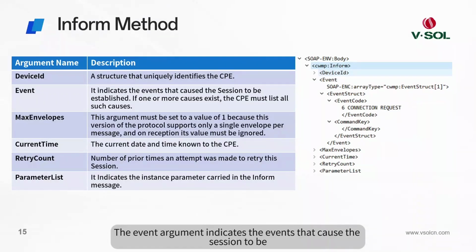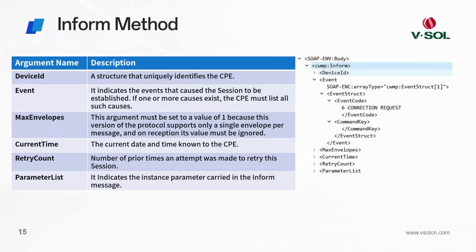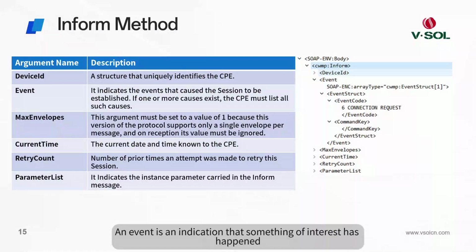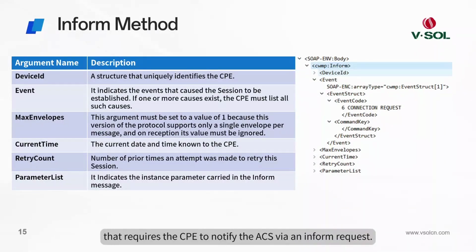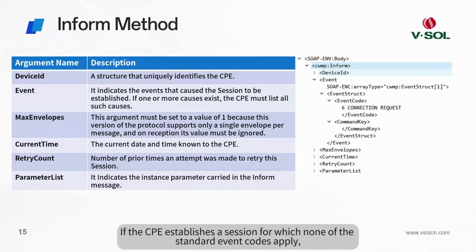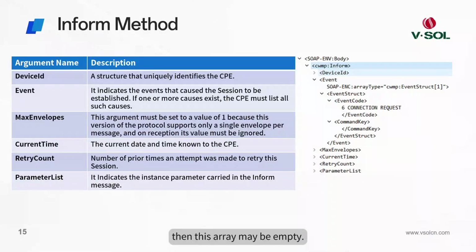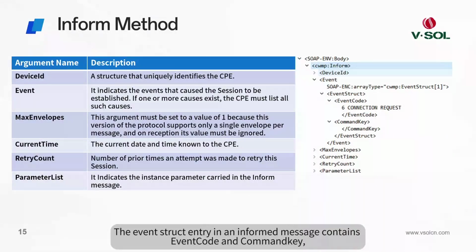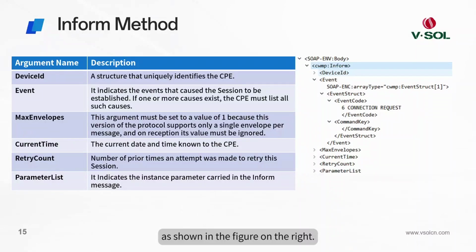The event argument indicates the events that caused the session to be established. If one or more causes exist, the CPE must list all such causes. An event is an indication that something of interest has happened that requires the CPE to notify the ACS via an inform request. If the CPE establishes a session for which none of the standard event codes apply, then this array may be empty. The event struct entry in an inform message contains event code and command key, as shown in the figure on the right.